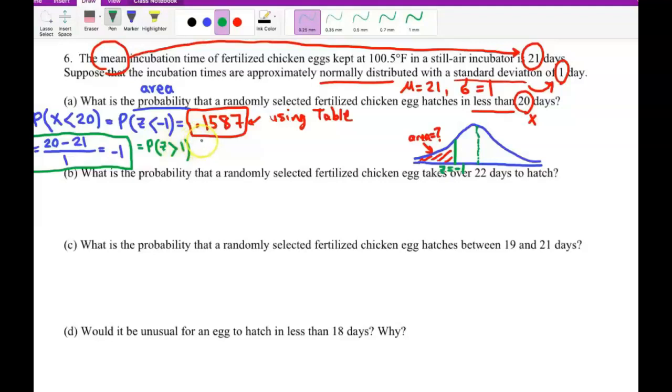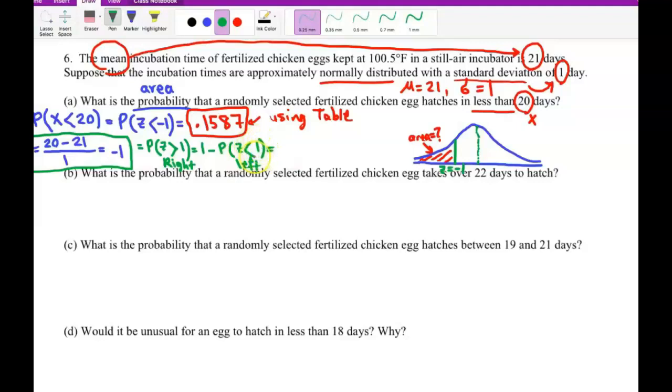So since we have greater than, that means we need to find the area to the right. And to find the area to the right, you need to use that rule and subtract. So subtract that from 1. So 1 minus what we have to the left of z. So this is to the right, and here is to the left.